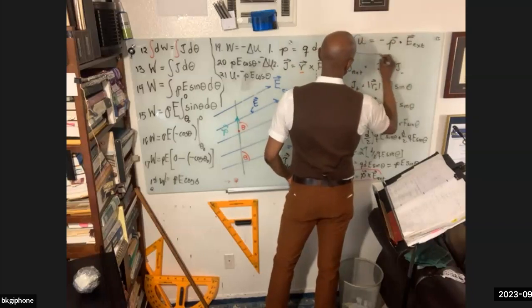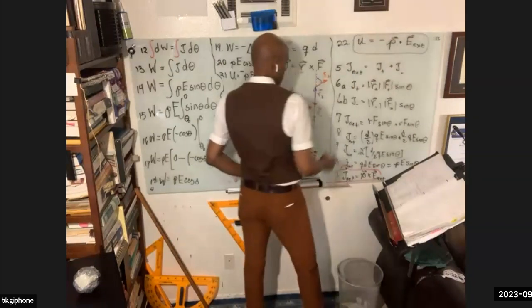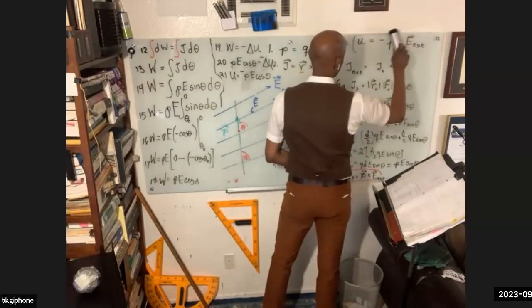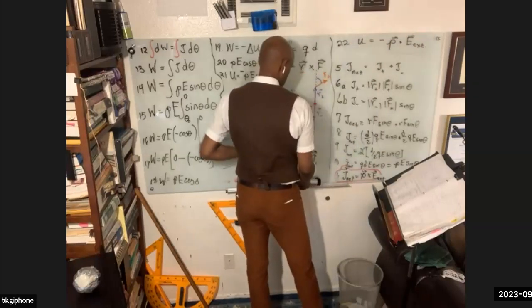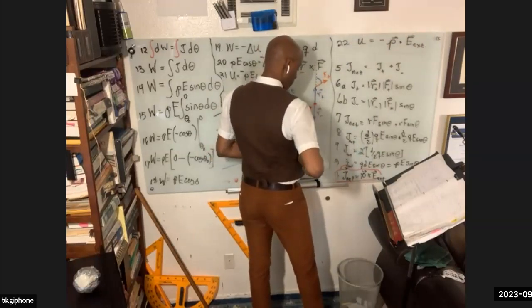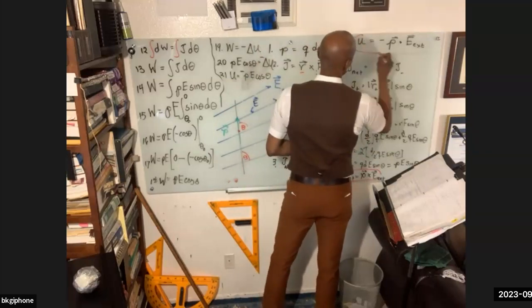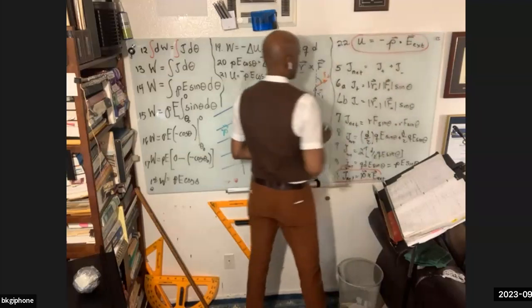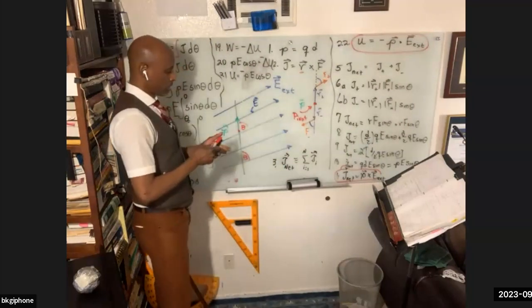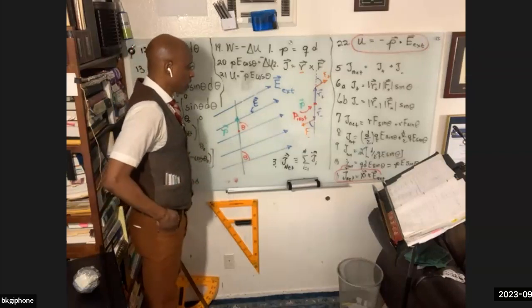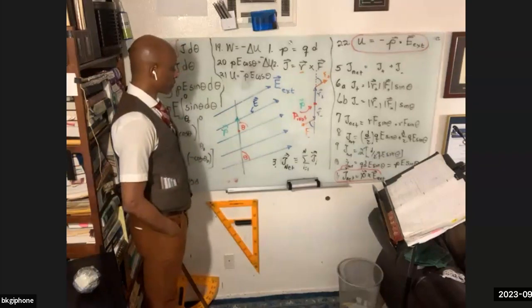So whereas the net torque on that dipole is equal to the cross product between P and E, the amount of potential energy in that system whenever the dipole is displaced from equilibrium is equal to the negative of the dot product between the dipole moment and the external electric field. So that's the result that I'm looking for here.